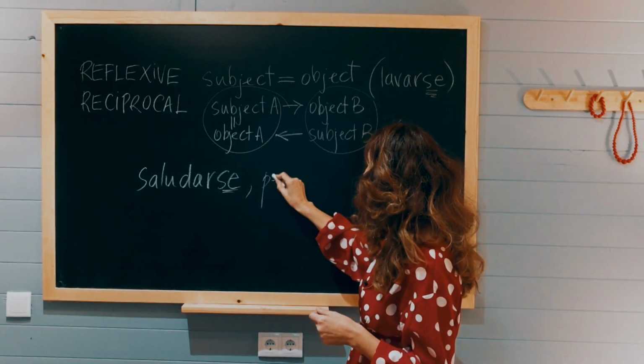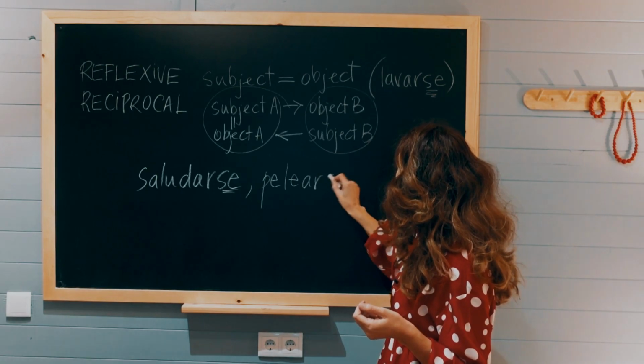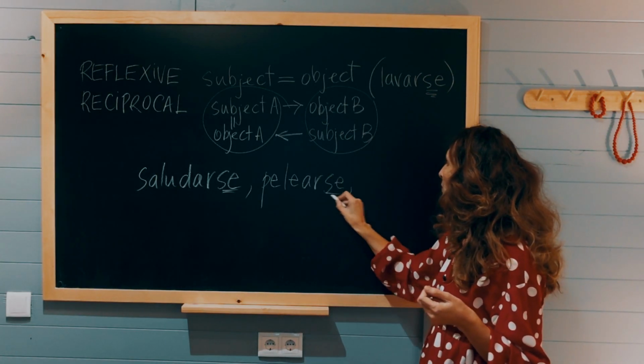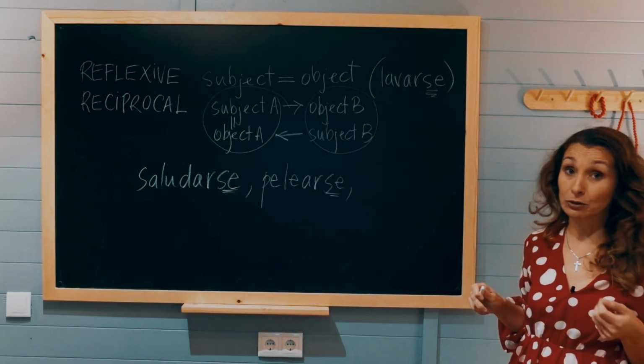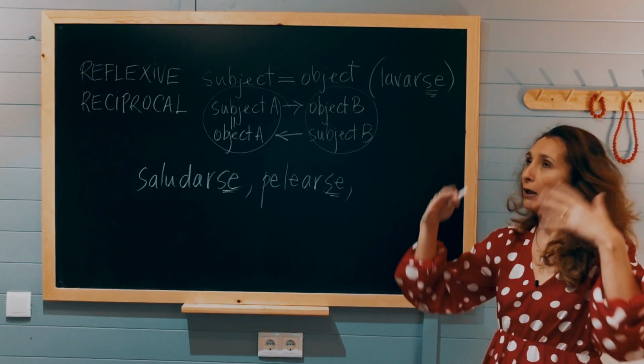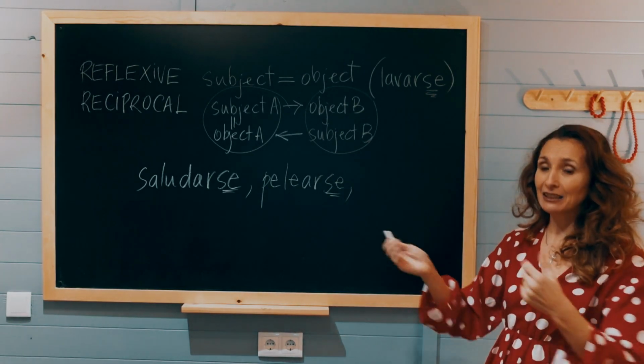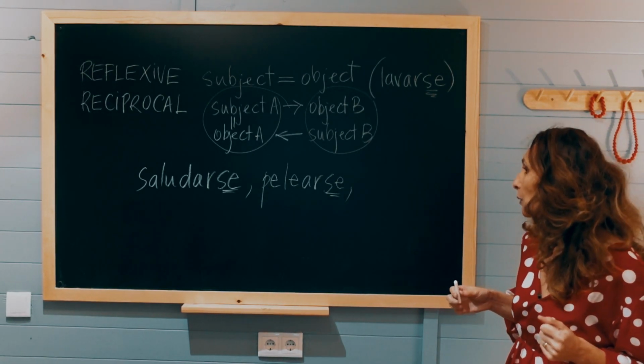Fight, no? I can't fight with myself. Pelearse is an example of a reciprocal verb, okay? So we have two people, or maybe more than two people, but definitely at least two fighting each other, okay?